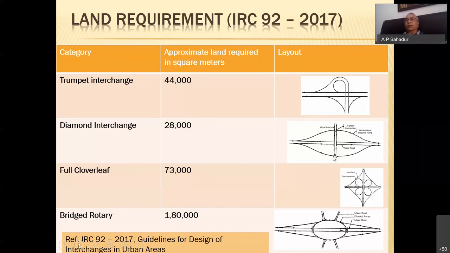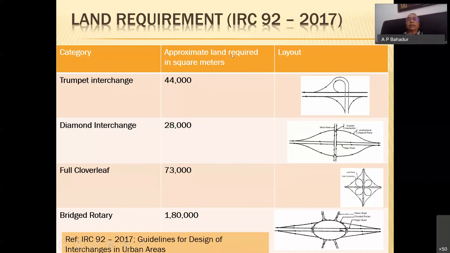Unfortunately, right now we do not have any guidelines available in India for the rural roads. So if some of you are really interested, they can take guidance from what is called the Green Book. The USA has an association, the American Association of State Highway and Transportation Officials, AASHTO, which has a very useful document called Policy on Geometric Design of Highways and Streets, normally called the Green Book. So guidance can be taken from that book.